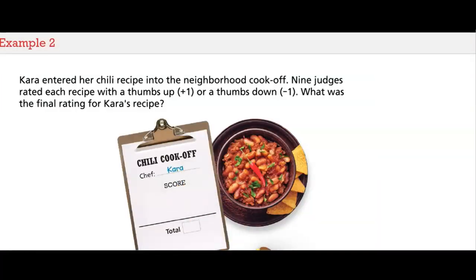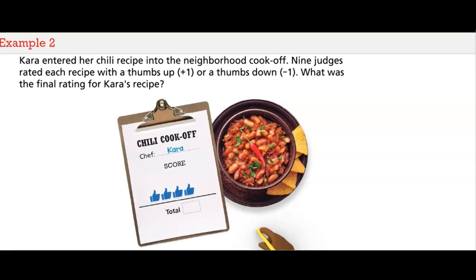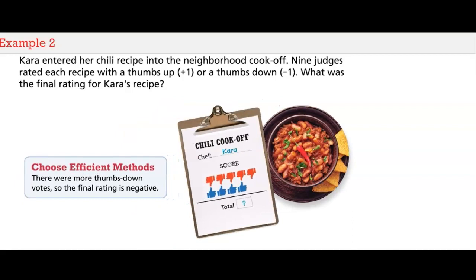Kara entered her chili recipe into the neighborhood cook-off. 9 judges rated each recipe with a thumbs up, a positive one, or a thumbs down, negative one. What was the final rating for Kara's recipe? We can use reasoning to estimate the final rating. There were more thumbs down votes than thumbs up votes, so the final rating is a negative number.